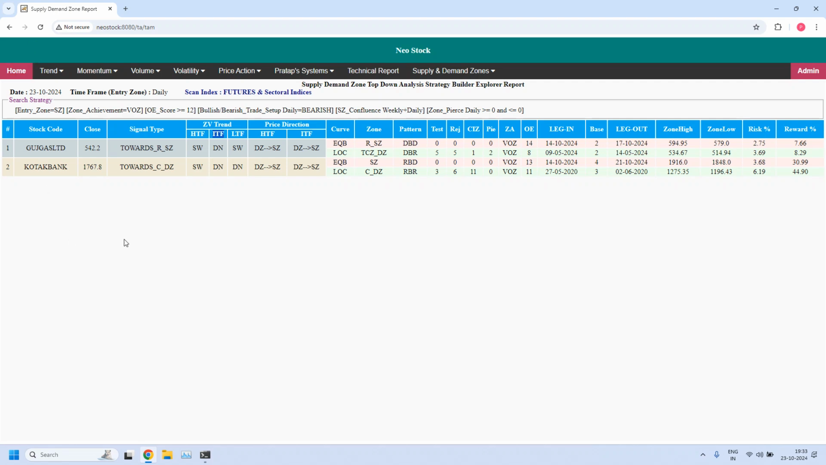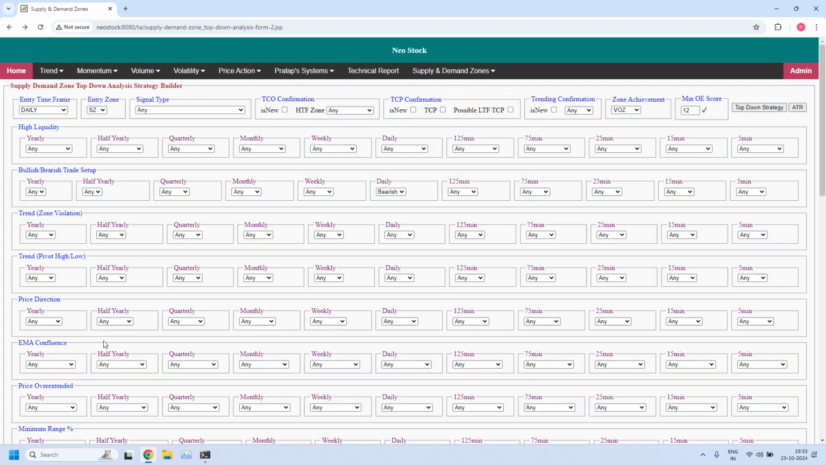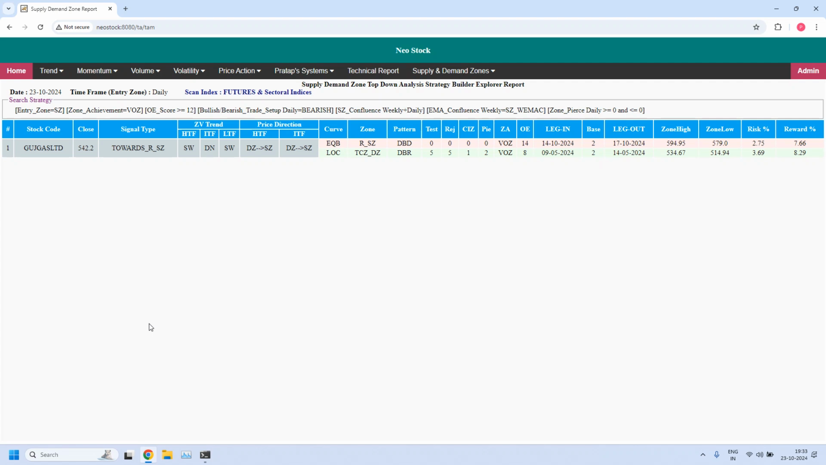So let us verify EMA confluence for these stocks. That is weekly EMA confluence, because the daily zone is part of weekly zone. And if the weekly supply zone is having weekly EMA confluence, this weekly supply zone with weekly EMA confluence filter, let's verify. One stock is filtered. So this is a high probability supported stock, the supply zone. And moreover, it is also a high liquidity supply zone. This is a daily supply zone.